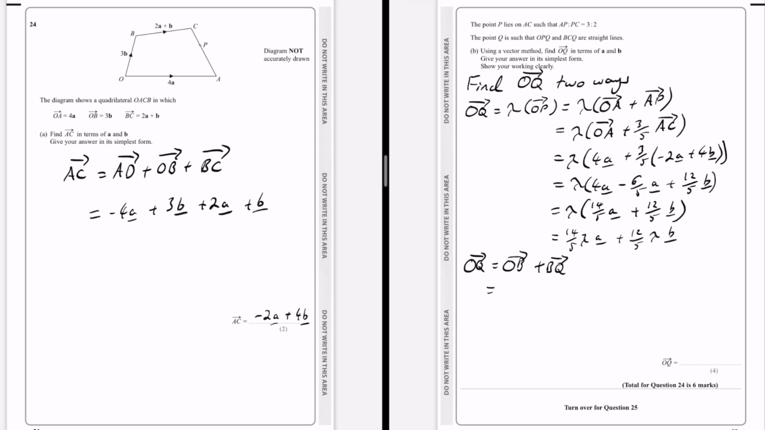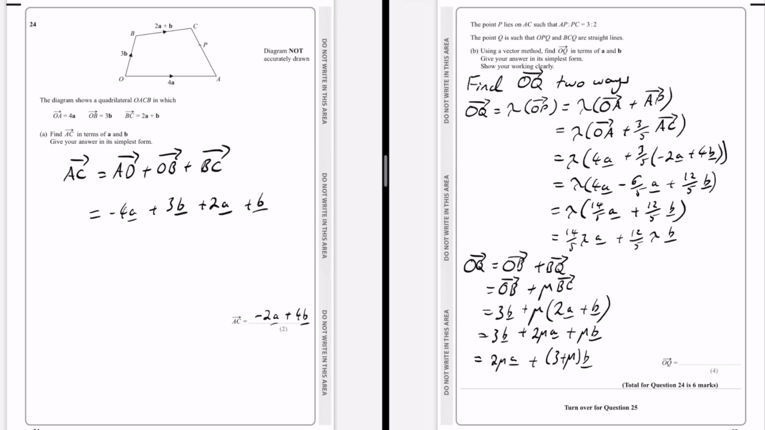Vector O to B we already know, and we know that B to Q is going to be a multiple of B to C. So I'm going to replace B to Q with mu lots of B to C, where again mu is just a proportion. It's going to be a number greater than 1. O to B is 3b, B to C is 2a plus b. If I expand that out, we get 3b plus 2 mu lots of a plus mu lots of b. And then lastly, I'm going to factorize that. So we've got a multiple of little a and a multiple of little b: 2 mu lots of little a plus 3 plus mu lots of little b.